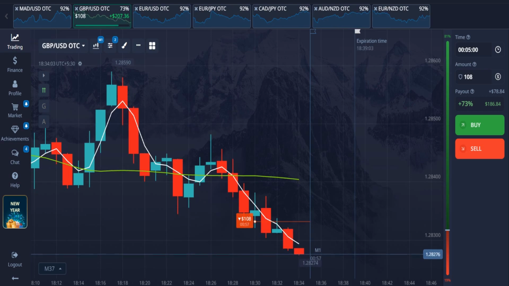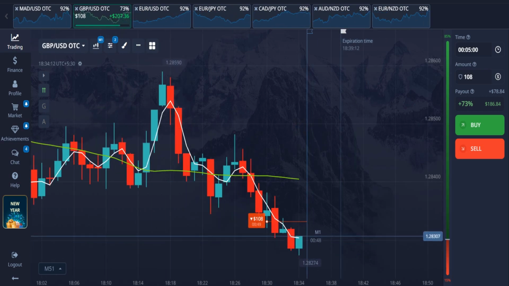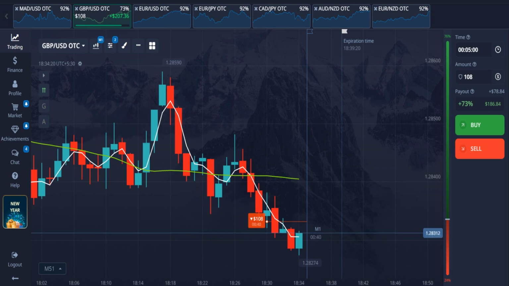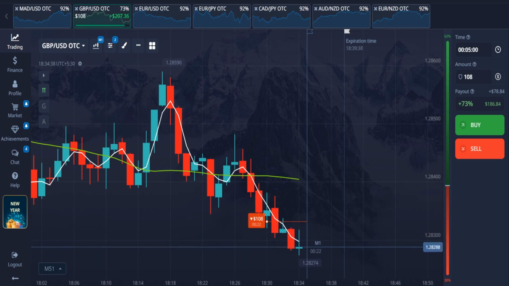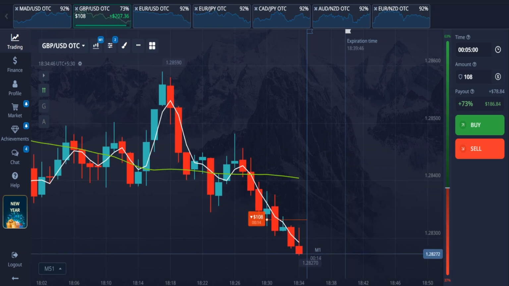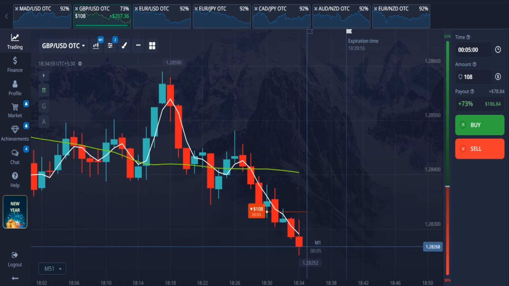Before trying it on a real account, practice on a demo account first. This will help you understand the setup, refine your skills, and build confidence. Only trade live when you're fully prepared. Now let's wait and see how this trade turns out.